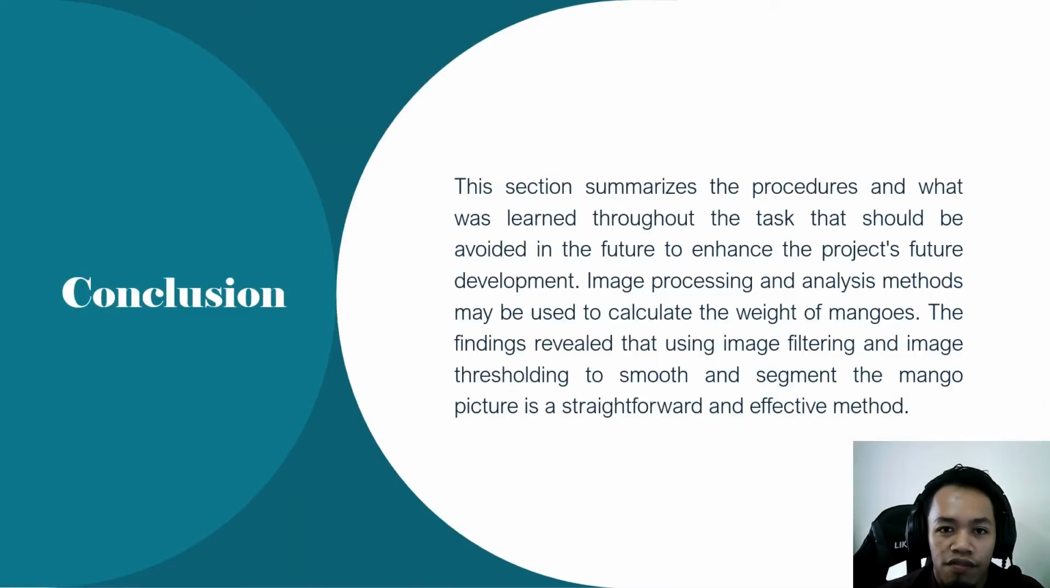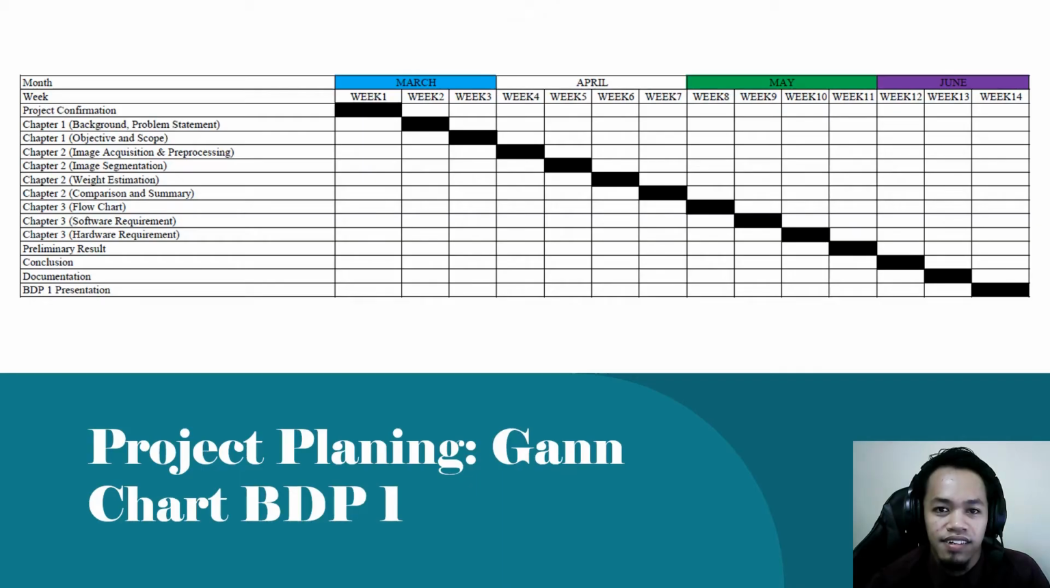Next, the conclusion for this project. This section summarizes the process and what was learned throughout the tasks, and what should be avoided in the future to enhance the project's future development. Image processing and analysis methods may be used to calculate the weight of a mango. The findings revealed that using image filtering and image thresholding to smooth and segment mango pictures is a straightforward and effective method. Next is project planning.